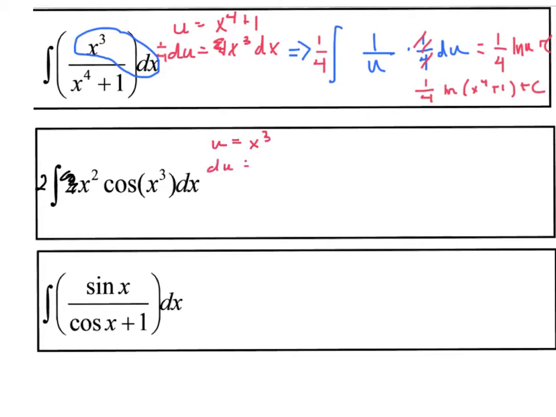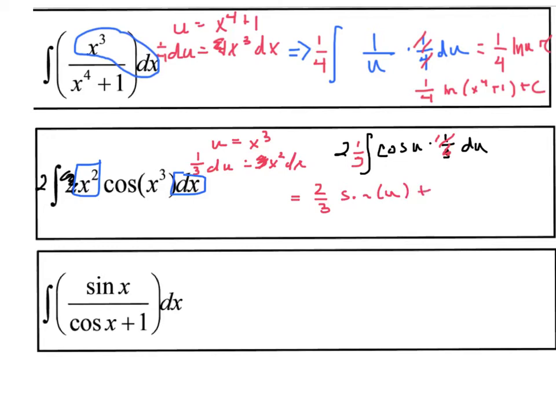So du is 3x squared dx. Okay, I'm going to divide that 3 out. I'm going to put a 1/3 over here. And now I can replace the x squared dx with a 1/3 du. So I already had a 2 outside my integral, I'm going to put that there. I'm going to have the cosine of u times 1/3 du. And then I'm going to pull that 1/3 out front as well. So that means I'll have a 2/3 out front. The antiderivative of cosine is sine, so I have 2/3 sine of u plus a constant, and then I just plug what u is equal to back in, like that.